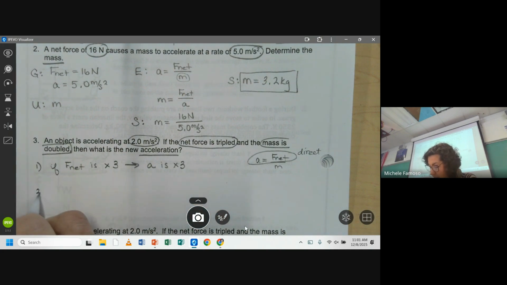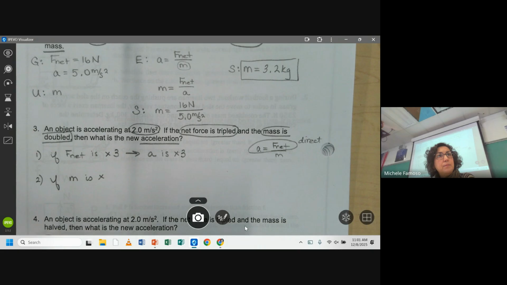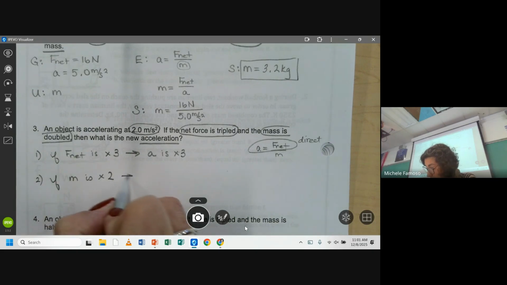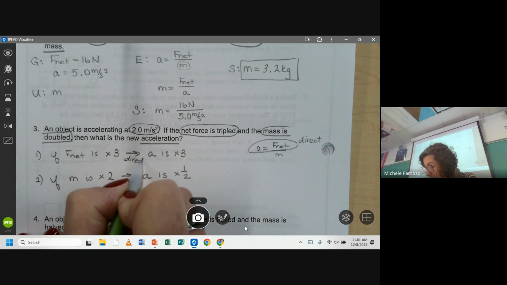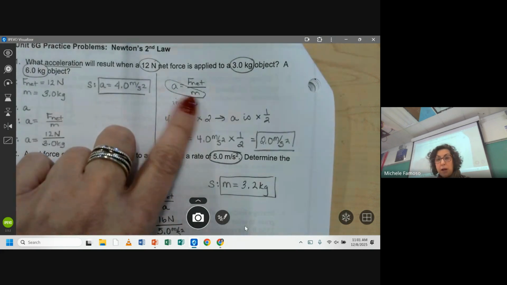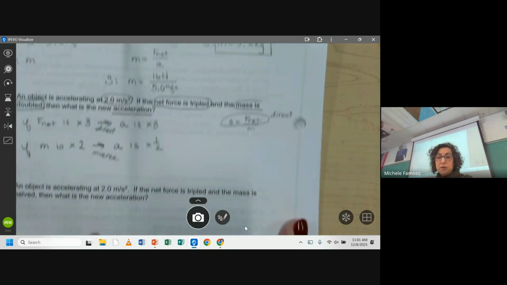Okay, now the second thing that's happening is the mass is being doubled. Jalila, what multiplication factor is that when you double something? So what are you multiplying by when you double something? 2. What does that mean? The acceleration is going to get multiplied by, Shane? A half. That's right, because this is the direct, and this is our inverse relationship, as we showed here, right? Mass and acceleration are inverse.